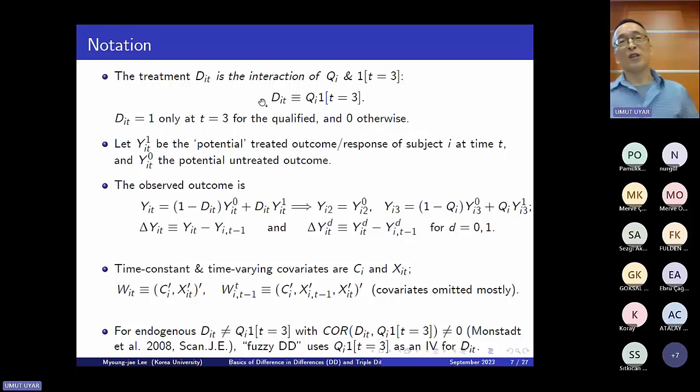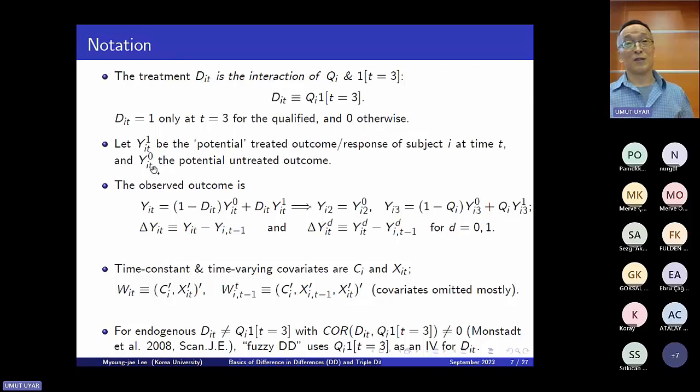The hallmark of DD is that treatment takes its interaction form. So treatment variable D for person i and time t is the product of Qi times this indicator function of the period being 3. So for this variable to take on 1, both variables should be equal to 1, right? So you should be eligible, you should be qualified, and then the time should be post-treatment period.